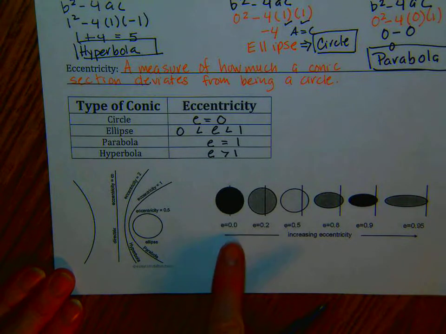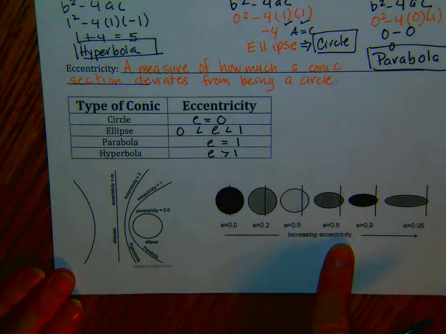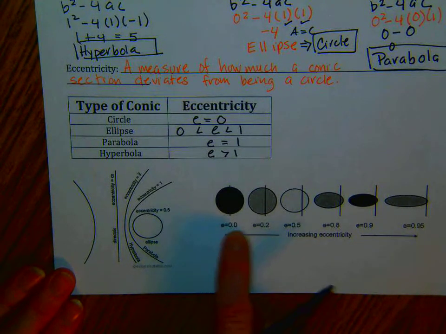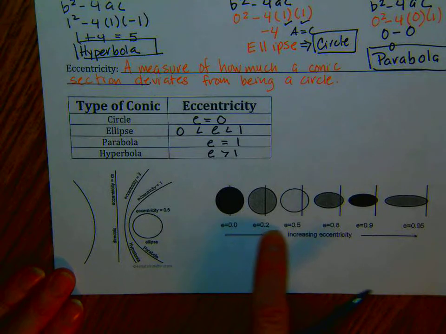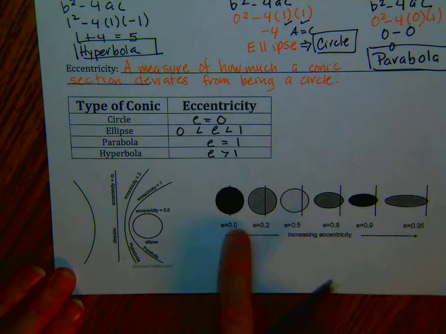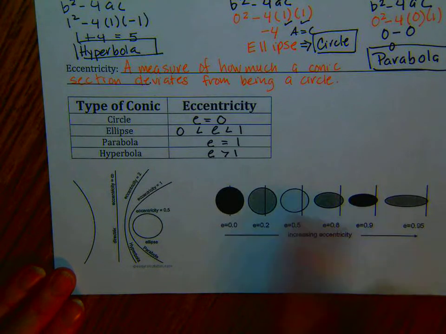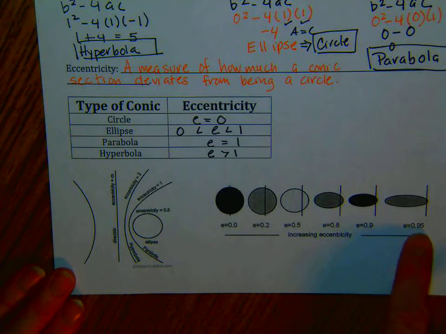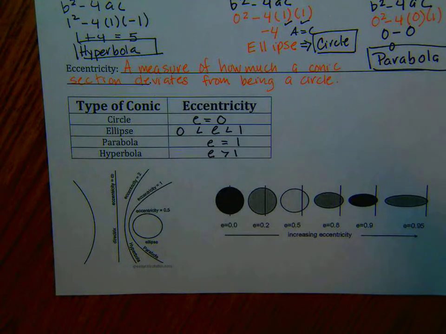So here's a scaled example of increasing eccentricity. Perfect circle is 0, getting larger, eccentricity getting more and more towards an ellipse. But between 0 and 1, it's getting more toward an ellipse. If we get greater than 1, we're just going to break apart and become a hyperbola. Okay? All right, let's turn over.